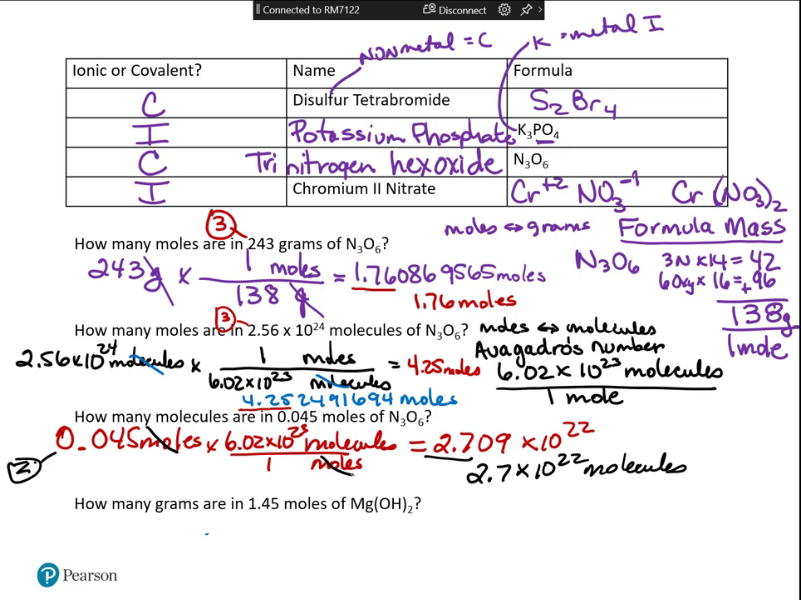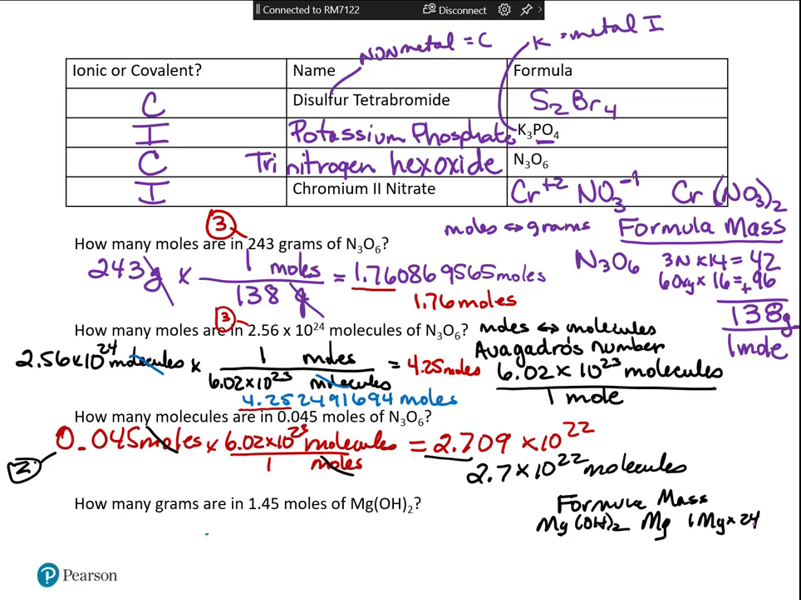Can I use the formula mass that I figured out above? No, because it's not the same molecule. I have to figure out the formula mass of magnesium hydroxide. So, formula mass of MgOH2. Magnesium, find it on the periodic table, find its mass and round it. So it would be 24. I have 1 Mg times 24. Remember, it's the number with the decimal on the periodic table. It's always the bigger number, and just round it to a whole number. That's the easiest way to go.